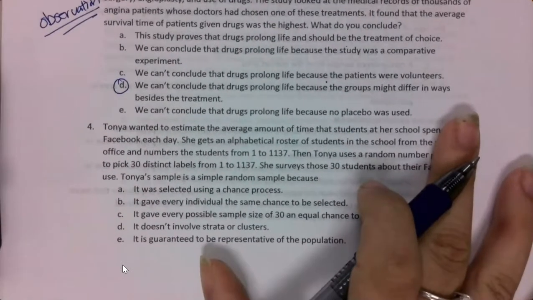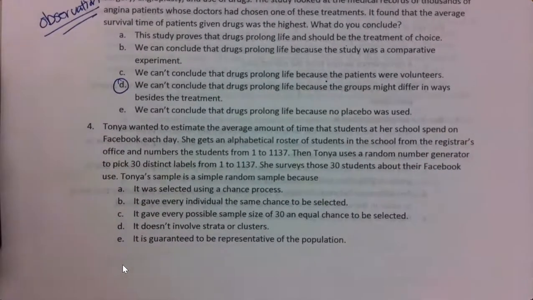Number 4 says Tanya wanted to estimate the average time that students at her school spent on Facebook each day. She gets an alphabetical roster of students in the school from the registrar's office and numbers the students from 1 to 1,137. Then Tanya uses a random number generator to pick 30 distinct labels from 1 to 1,137. She surveys 30 of those students about their Facebook use.